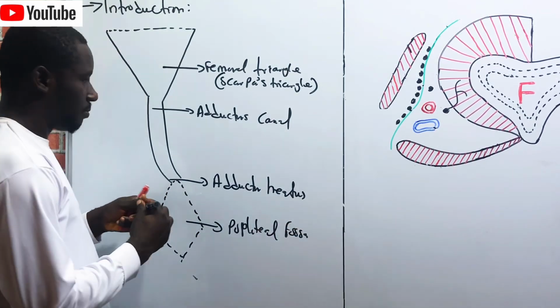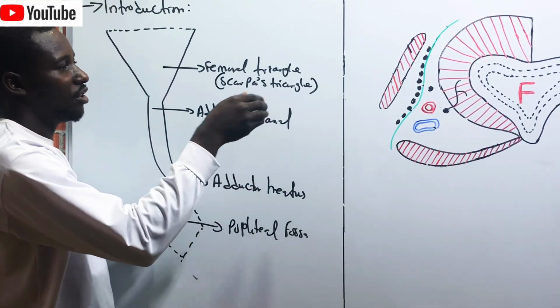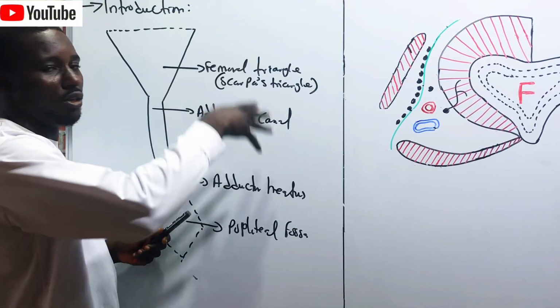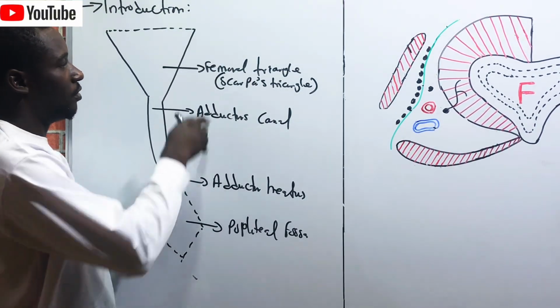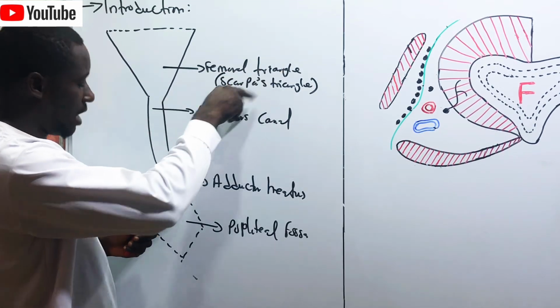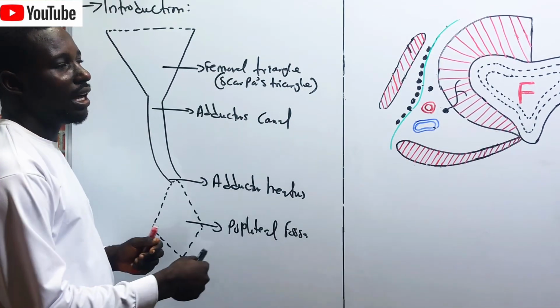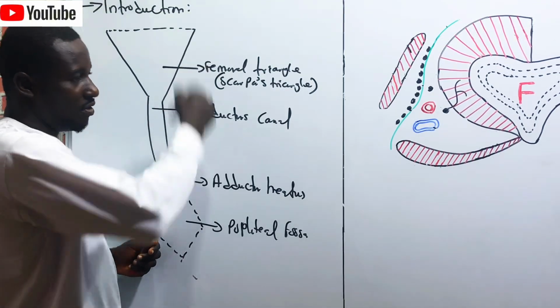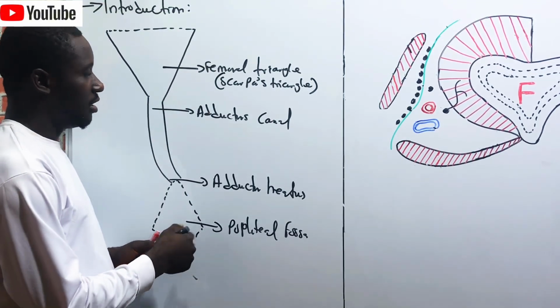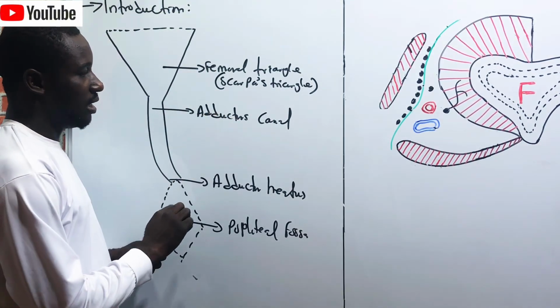As you can see, the essence of this adductor canal is to allow passage of the femoral vessels on their way downward from the femoral triangle down to the popliteal fossa. And what are those important femoral vessels? We have the femoral artery and the femoral vein. That is the adductor canal.